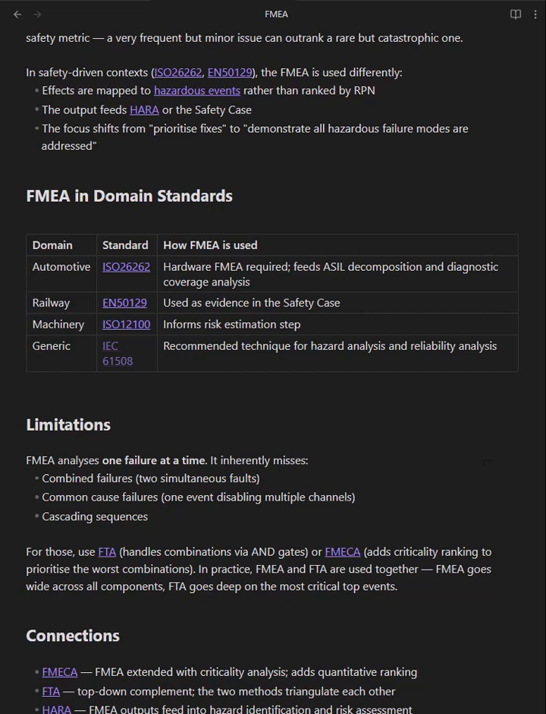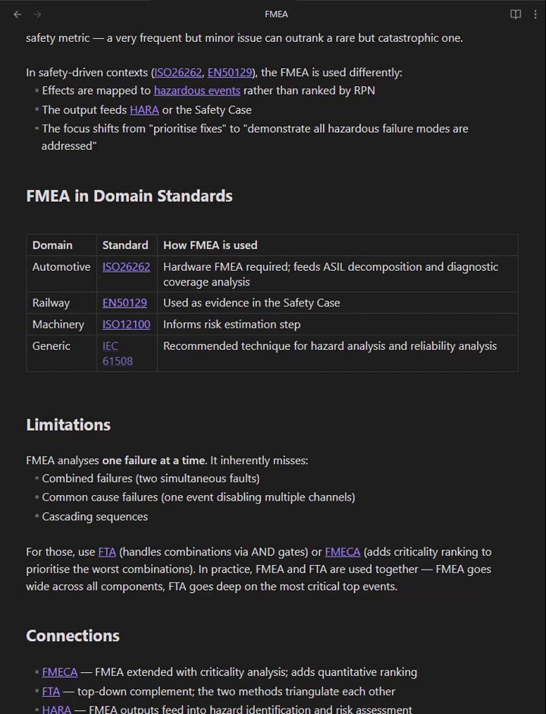As we mentioned earlier, there are some limitations for RPN specifically, but in general for FMEA, one failure at a time. That's how we analyze the failures inside FMEA. And this inherently misses the combinations of failures. So if two simultaneous faults happen, you will not be able to combine them or look into them in that sense. Also common cause failures. So when you have one event that disables multiple channels or influences multiple channels, that also goes under the radar. You cannot easily detect it using FMEA, since it's in its tabular format as it is. It's not very, I'd say, optimized for that.